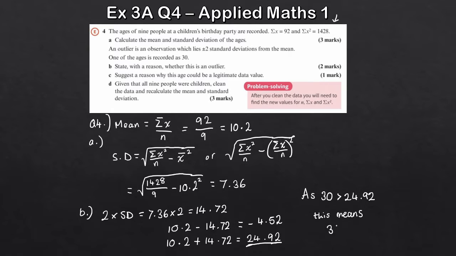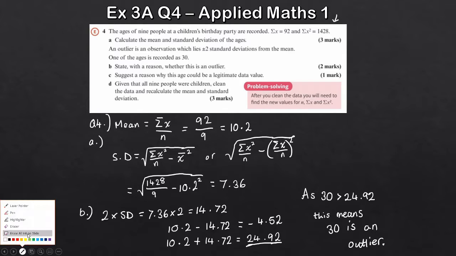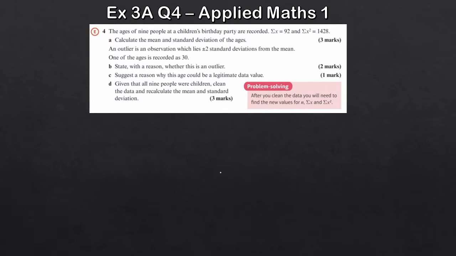This means 30 is an outlier. Okay, Part C, so if we just clear all this just so we've got a bit more room. Part C asks for a reason why this age could be a legitimate data value. So just because it's an outlier doesn't mean that it isn't part of the data. So why might it be a legitimate data value?